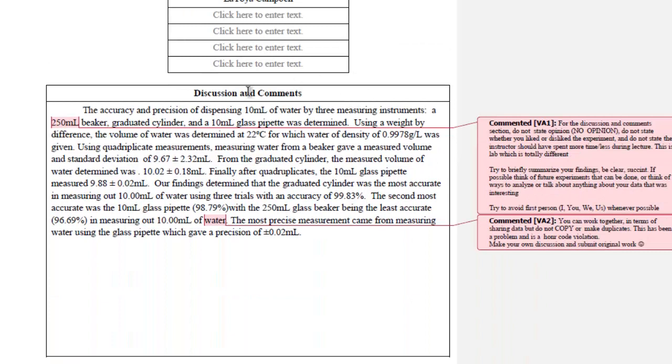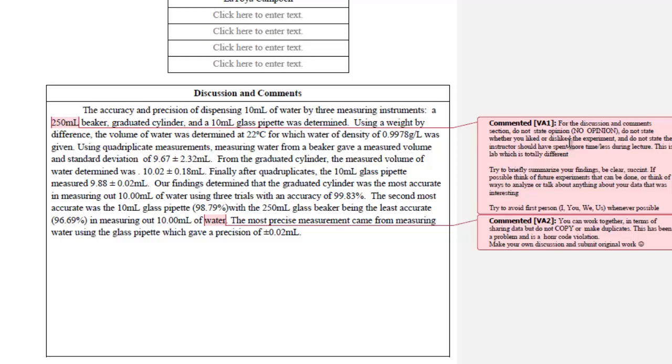The first part is your discussion and comments. This is something I want to take some time in discussing. Simply, this is an evaluation and, as the name suggests, a discussion of the experiment. It has nothing to do with the course. It has nothing to do with the lecture. You don't want to write here that this lab coincided well with the lecture, or this lab took too long, or this lab took too short.